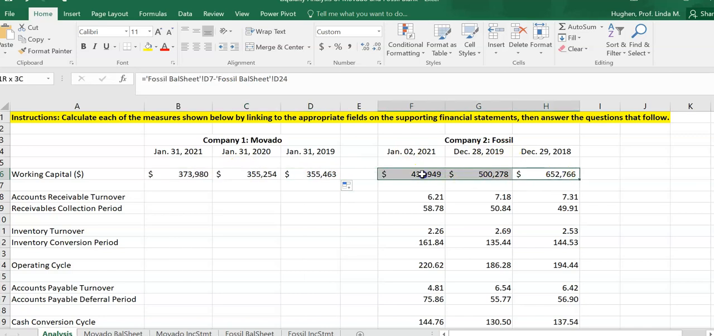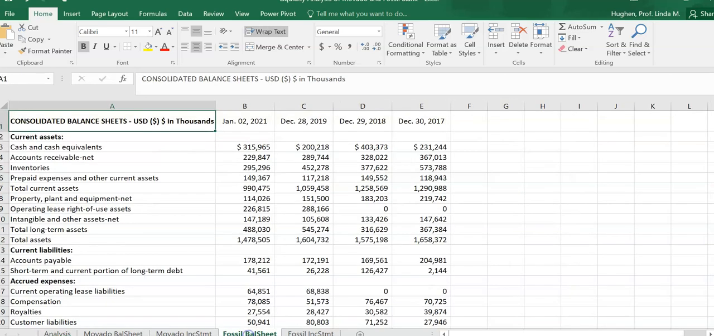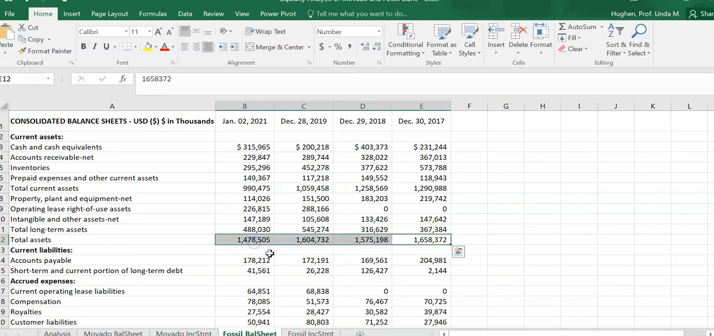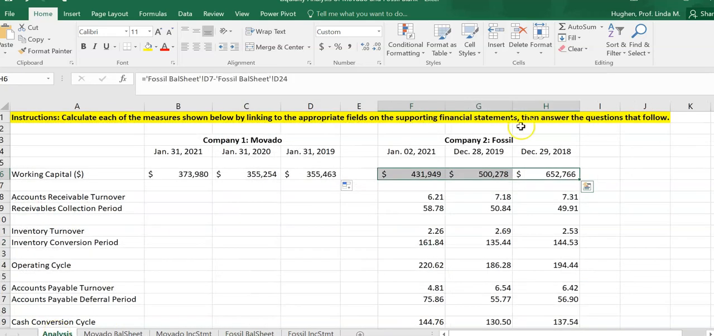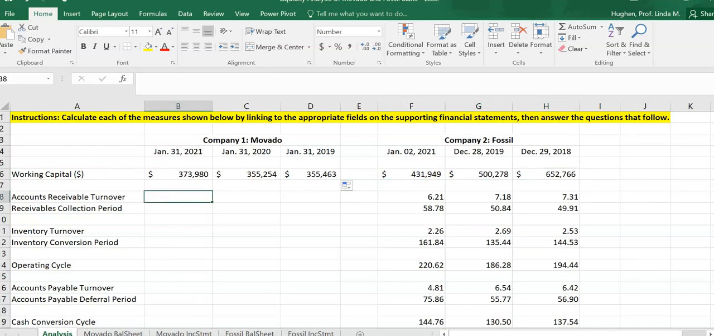If I look at Fossil and I see a large decrease in working capital, I want to know, how did the size of Fossil change? I see that the company is getting smaller over the balance sheet period that we're looking at, but its working capital is also decreasing. So I know that the company is getting smaller in size. If the company had been increasing while its working capital was decreasing, that might be a bit of a red flag. But what we see here is the changes in working capital are fairly consistent with the changes in the sizes of the companies.